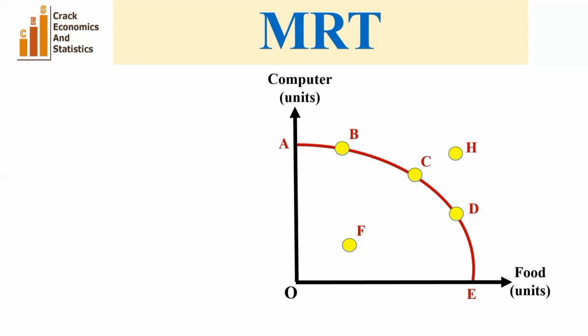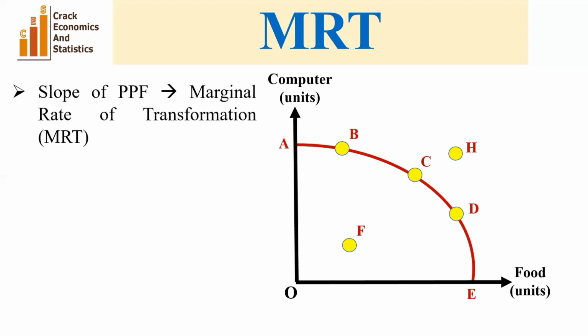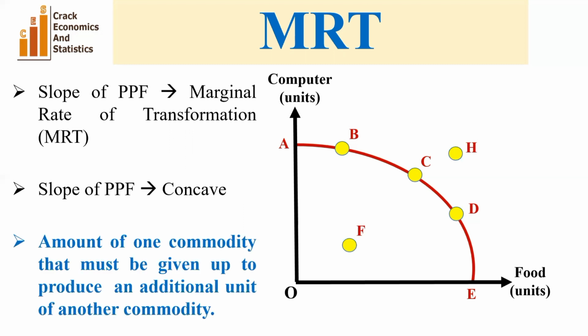Now, what is the marginal rate of transformation? The slope of the PPF is known as the marginal rate of transformation, and we can see that the slope of this curve is concave to the origin. So basically, it shows the amount of one commodity that must be given up to produce an additional unit of another commodity. So in our example, it shows the amount of computers that must be given up to produce an additional unit of food and vice versa.